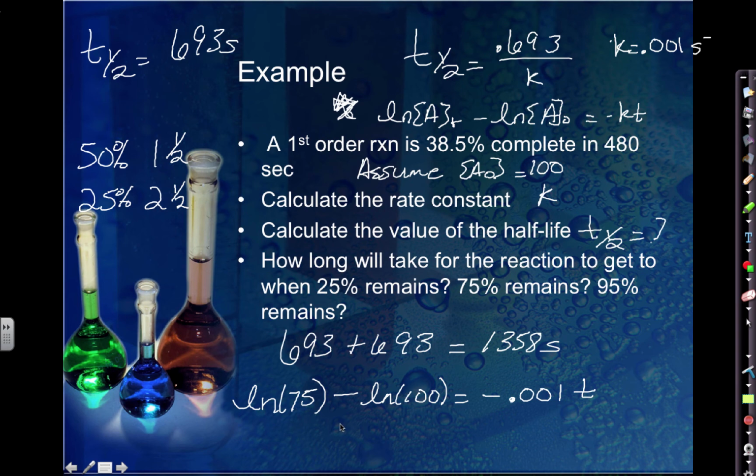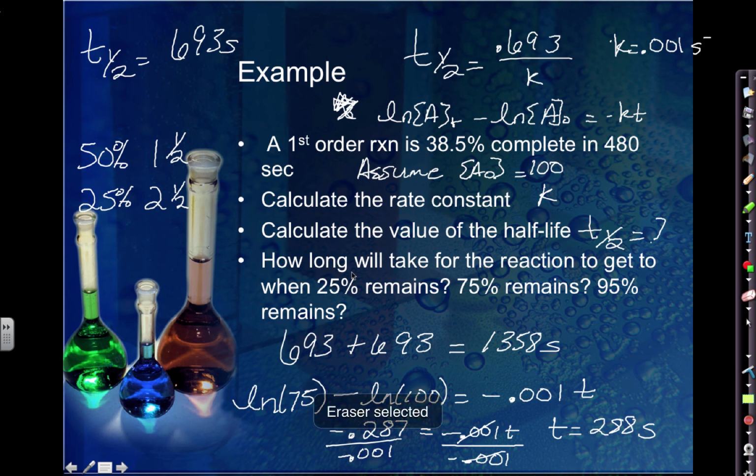All right, so if I plug it in, I'm going to get negative 0.287 is equal to negative 0.001 times T. Divide both sides by negative 0.001. My time would be 288 seconds. So it takes 288 seconds for 75% of my substance to remain. All right, so let's look at the rest of it, 95%.